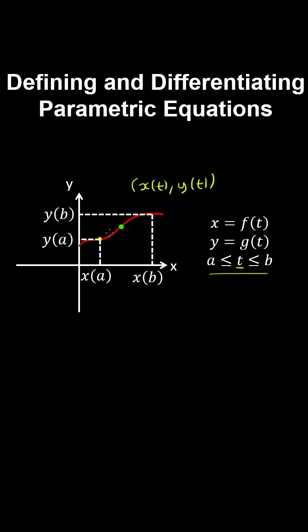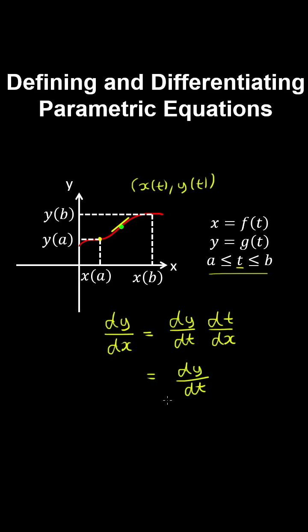And we can find the derivative, or the slope of the tangent to the curve, at a point by differentiation using the chain rule. So the derivative, or the slope of the tangent to the curve, is dy/dx, which using the chain rule is dy/dt times dt/dx, which is the same thing as dividing dy/dt by dx/dt. And the derivative is defined if the derivative of x with respect to t is not equal to 0.